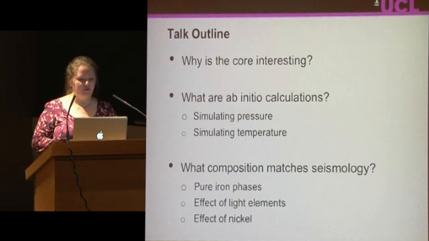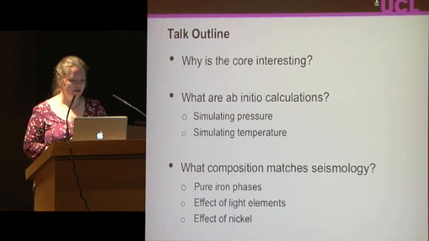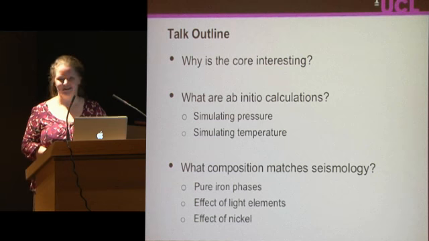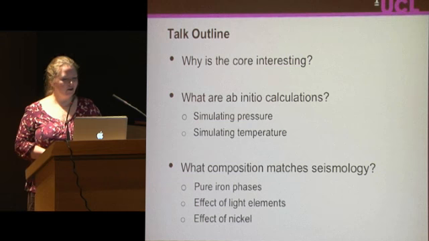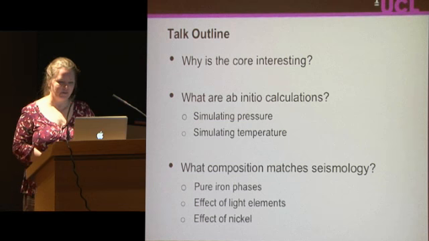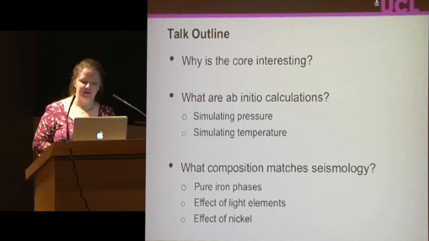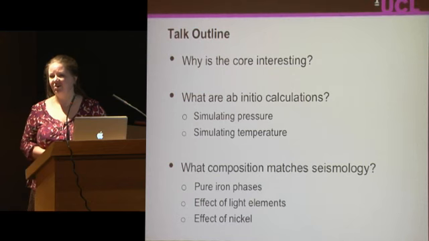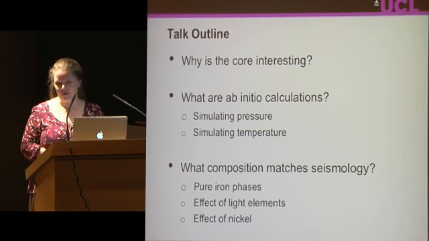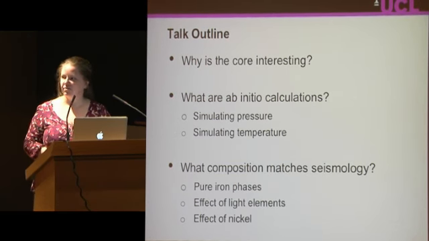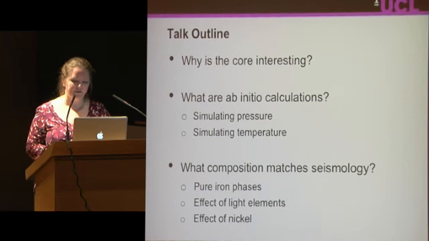So the outline of this talk is to briefly say why the core is interesting, and the first few talks have clearly shown that, and indeed you'll see quite a few similar slides. Then go through what ab initio calculations actually are, take away some of the black artness of it, and in particular simulating pressure and temperature, because we're trying to get to 360 GPa, so 3.5 million atmospheres, and maybe up to 6,000 Kelvin, so very high pressures and temperatures.